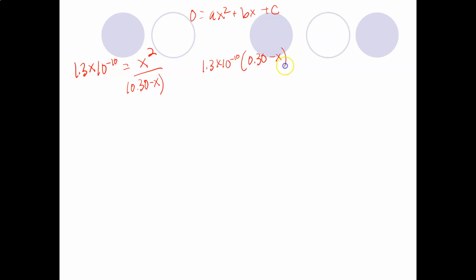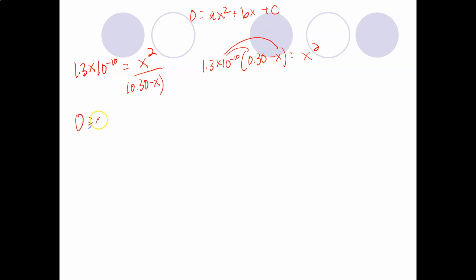So I'm going to take that 1.3 times 10 to the negative 10th is equal to x squared over 0.30 minus x. And what we need to do is get it in the format ax squared plus bx plus c. So I'm going to have to cross multiply. So 1.3 times 10 to the negative 10th times 0.30 minus x equals x squared. So I'm going to have to distribute and combine like terms. I am going to skip some steps and put it in the form that I have up here.